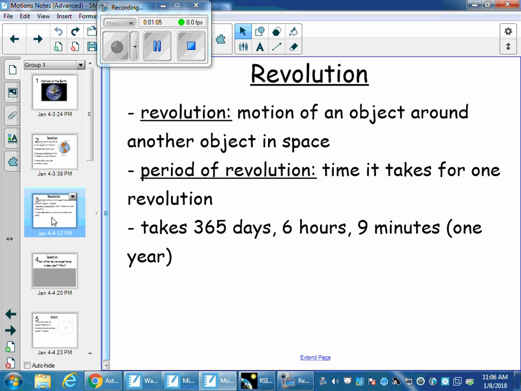The further that you get away from something, for example, as you get out further than, say, Earth, say you were Mars, it's going to take you longer to go around the sun than it would, say, Earth. On Earth, this takes 365 days, 6 hours, and 9 minutes, or 1 year, to go around the sun once.